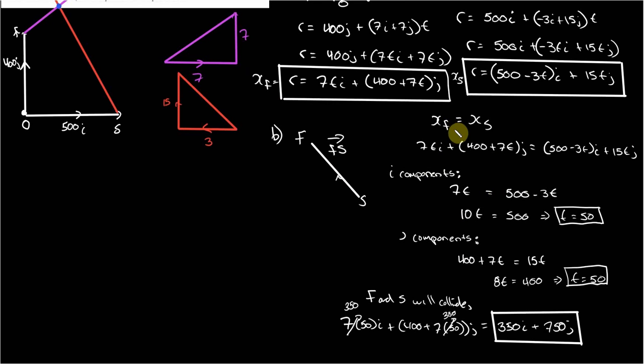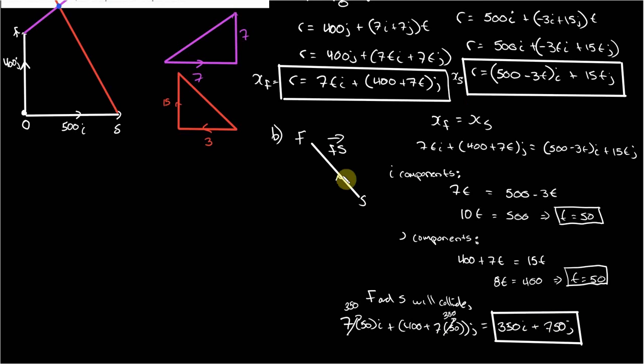I mentioned my preferred approach was just to equate the two, x sub f and x sub s, and we found that t equals 50, and we substitute that back into one of these, and we find the position vector for the point of collision.